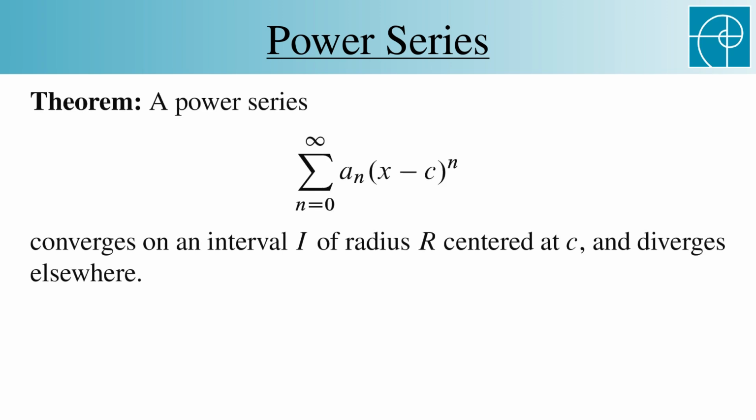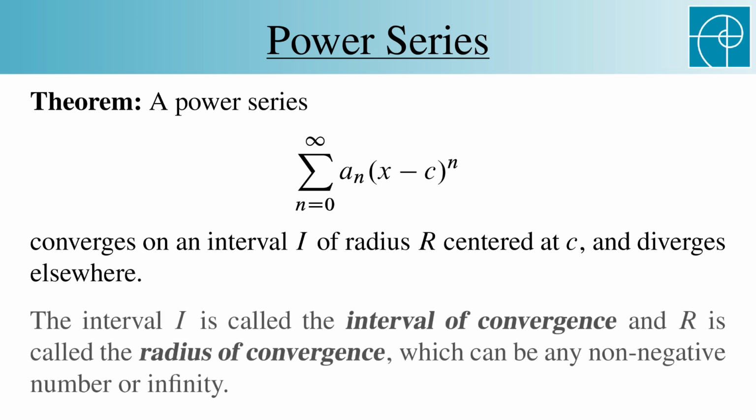A power series converges on an interval I of radius r centered at c, and diverges elsewhere. I is called the interval of convergence, and r is called the radius of convergence, which can be any non-negative number or even infinity.